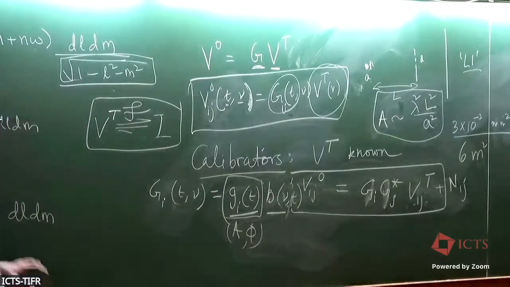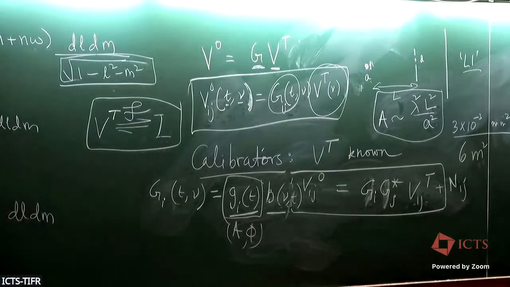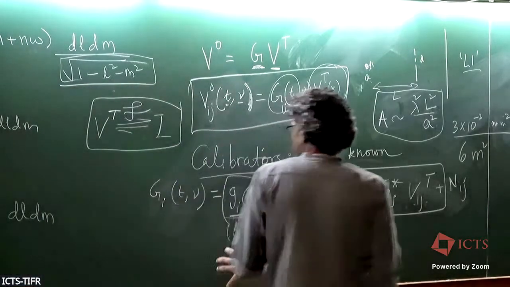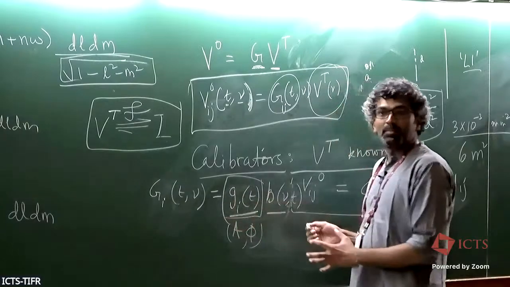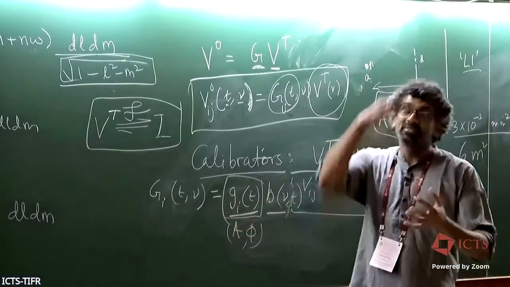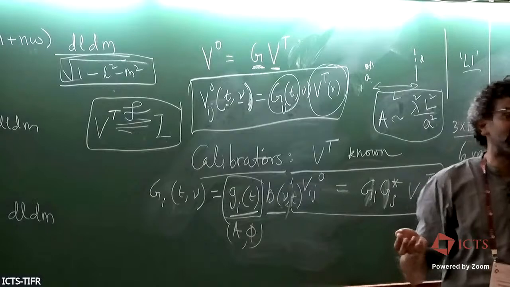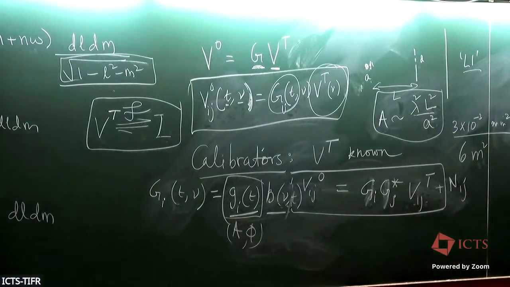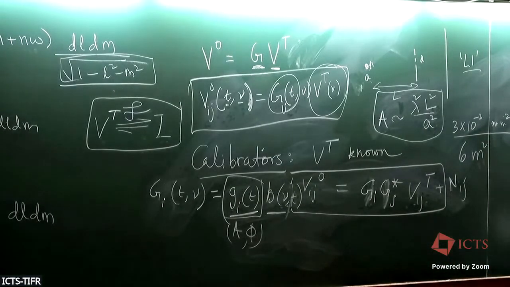So with this in mind, what should be our overall strategy for the calibration? We need to calibrate 3 things. One is my overall gain amplitude. I'm seeing some source, how bright is that source actually? And that thing is generally referred to as the flux calibration.